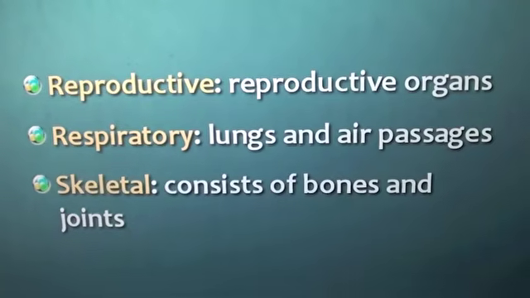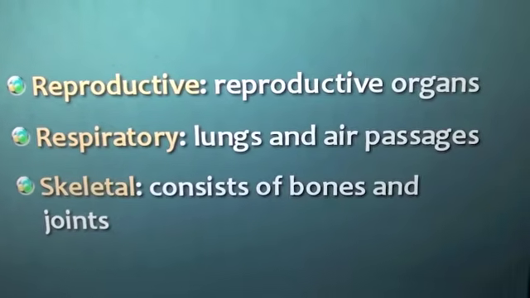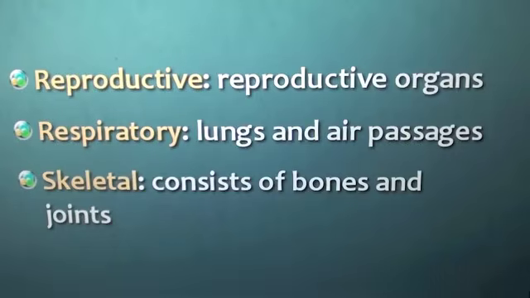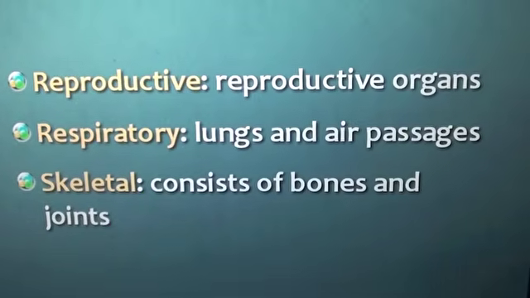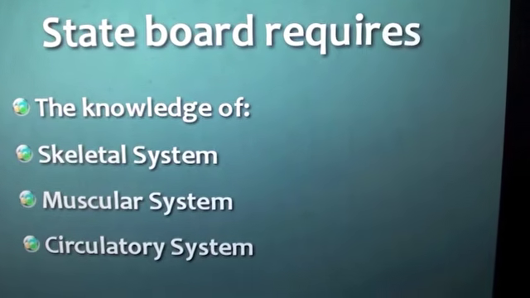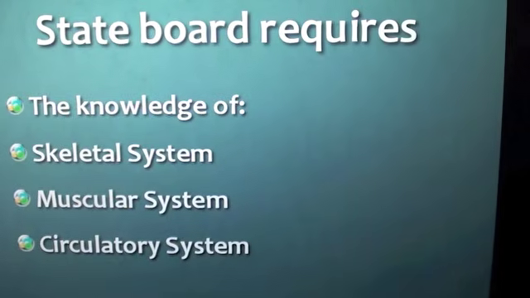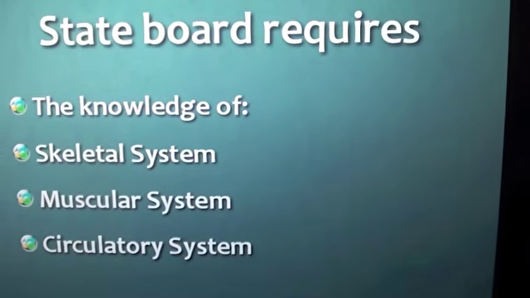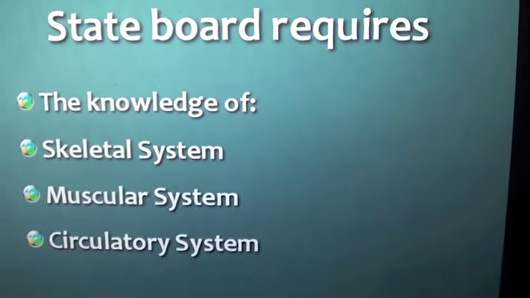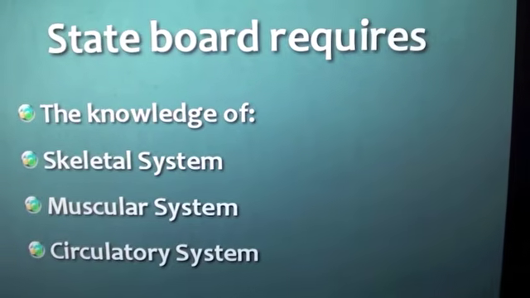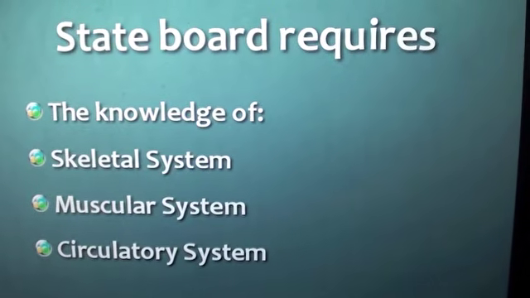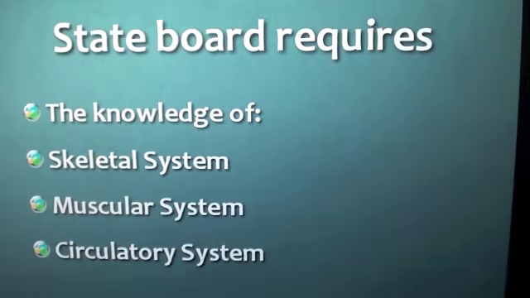Reproductive system has reproductive organs. Respiratory system includes lung and air passages. Skeletal system consists of bones and joints. The State Board of Cosmetology requires the knowledge of the skeletal system, muscular system, and circulatory system for the written test. I've included those three, but I also included the nervous system, some parts of the nerves, just in case they would like to add it. That would be at the end.